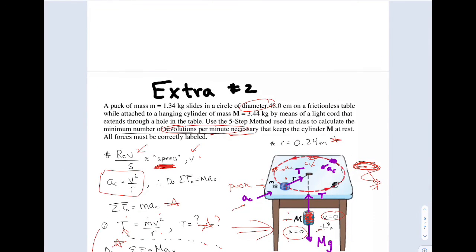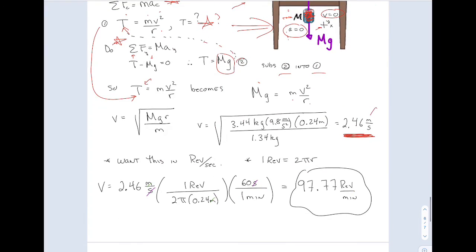They want the minimum number of revolutions per minute. So I need to convert meters per second to revolutions per minute. Whoops, see, that's wrong too. That should be minute.